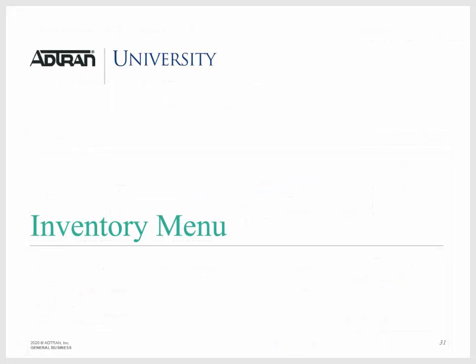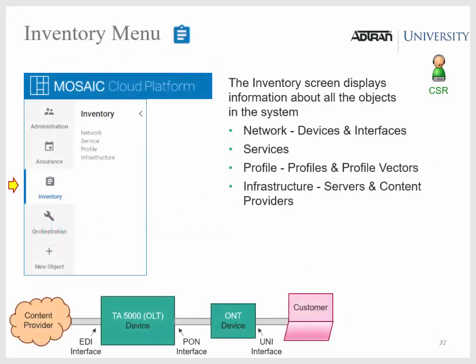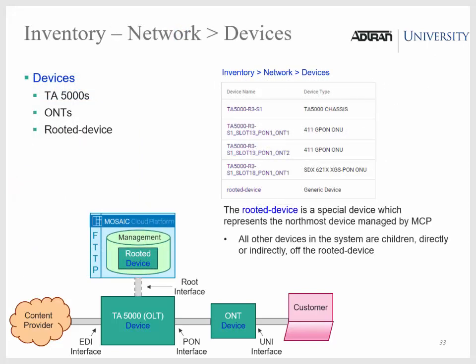Now on to the inventory menu. The inventory screen displays information about all the objects in the system, such as devices, interfaces, and profiles. MCP Fiber to the Prem plugin device objects are TA5000s, ONTs, and the rooted device. The rooted device is a special device that represents the northmost device managed by MCP. All other devices in the system are children, directly or indirectly, off the rooted device.